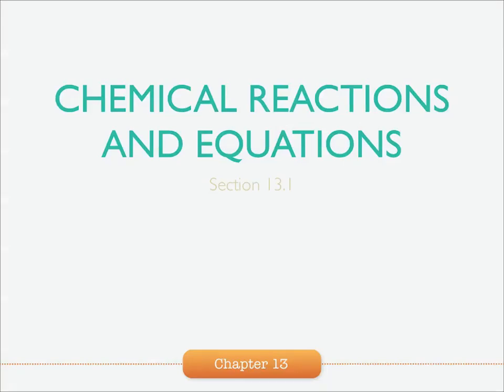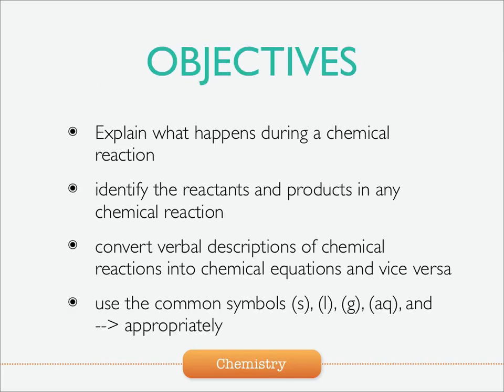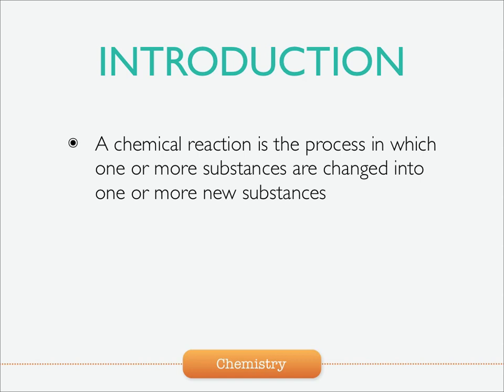All right, this is section 13.1, chemical reactions and equations. And here are the objectives. Be able to explain what happens during a chemical reaction, be able to identify reactants and products, convert verbal descriptions of chemical reactions into chemical equations, so we'll learn how to do that, and then use these symbols appropriately.